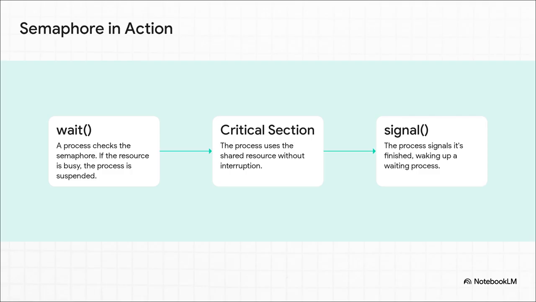If it's free, cool, it goes in and gets the lock. If not, the OS is smart. It just puts the process to sleep, no wasted energy checking over and over again. Then, when it's all done, it performs a signal operation, unlocking the door, which tells the OS to wake up the next process in line. One at a time, orderly, chaos avoided.